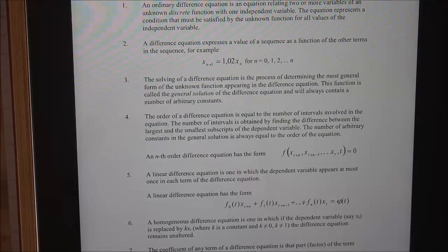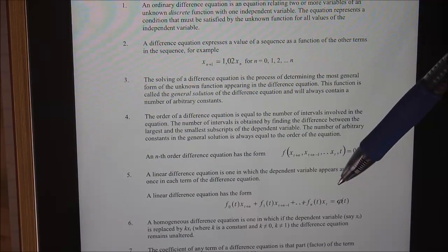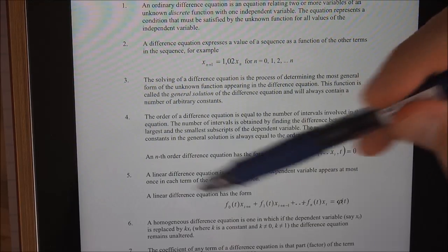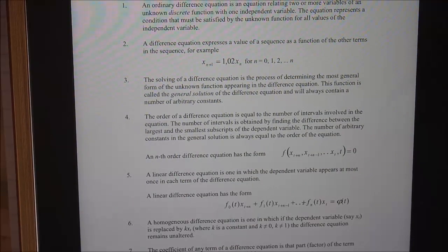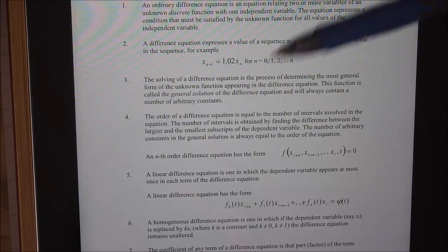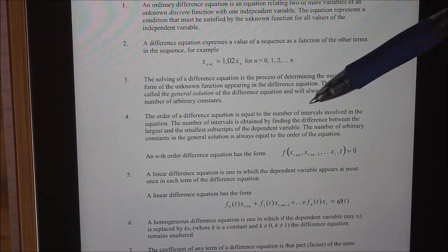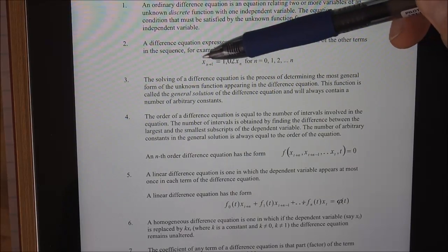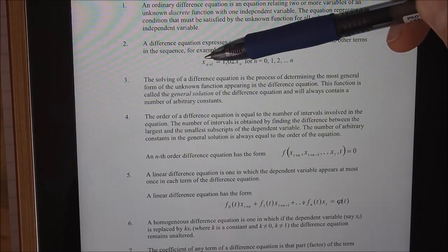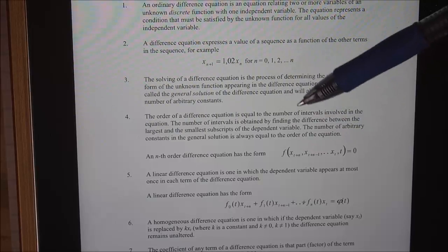A linear difference equation is one in which the dependent variable appears at most once in each term of the difference equation. So there are no product terms. So we couldn't have, say, x_{n+1} times x_n. That would make it nonlinear. Okay? So each one of the dependent variables appears only once in each term.